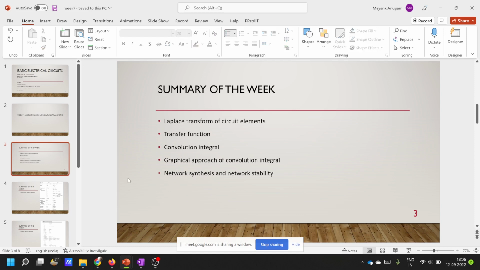After that, in the last part of the week you learnt about network synthesis and network stability. You saw that a network is stable if for all bounded inputs, you have bounded outputs. Basically, this is called bounded input, bounded output stability, in which if your input to the system is bounded, that means the input is not something infinite, then the output should also be within some range. It should be bounded, and that is called a stable system.